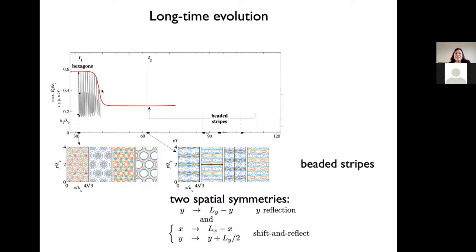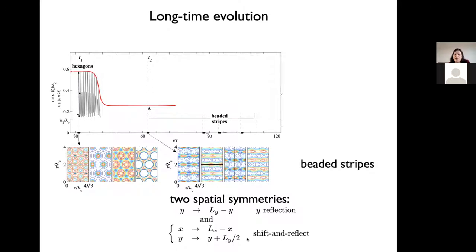If you look at, again, this is an envelope here of these oscillations. And after a while, it made a transition to this other pattern here. And these we call beaded stripes. And I think you can see why. You have stripe, stripe, stripe, stripe, stripes, and beads here. And it's got symmetries here. This is a reflection symmetry in Y here around this.